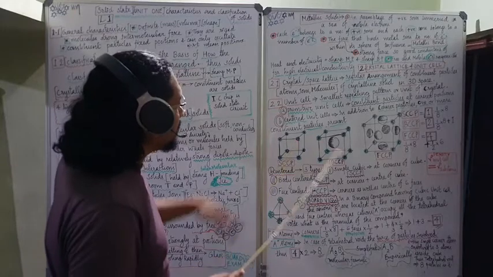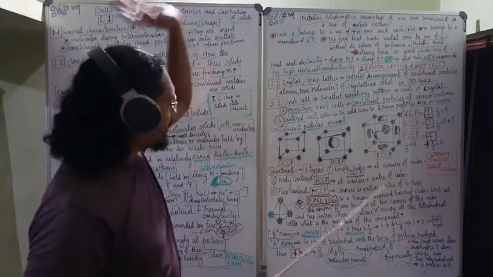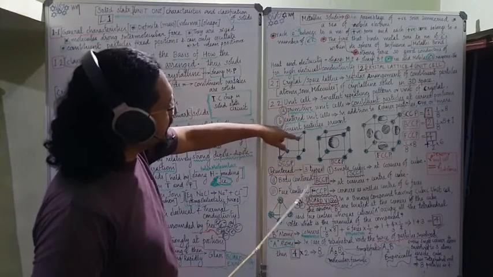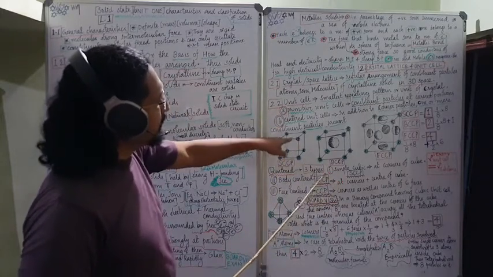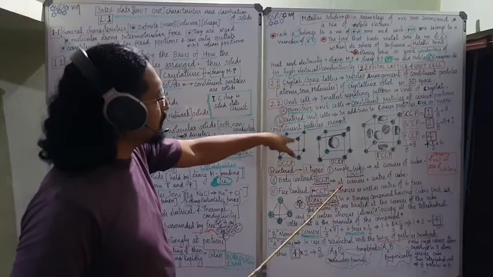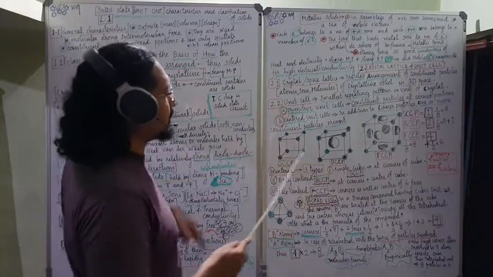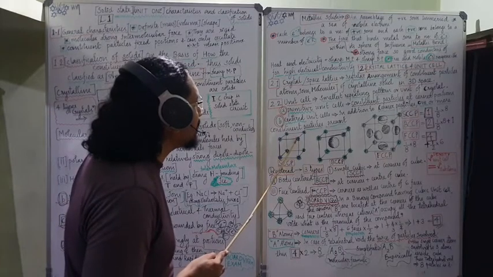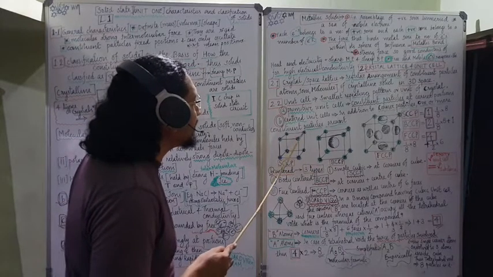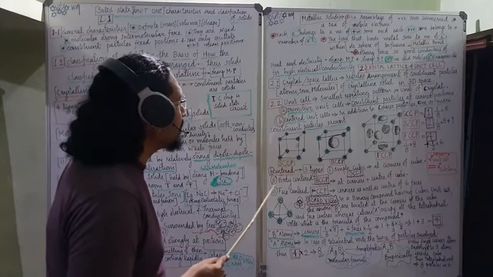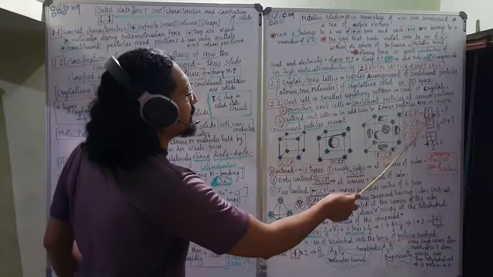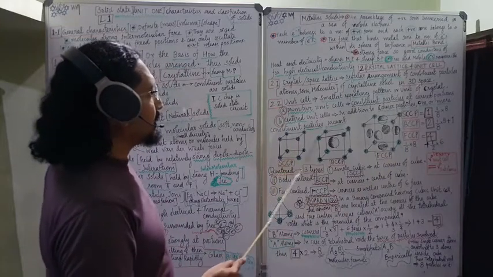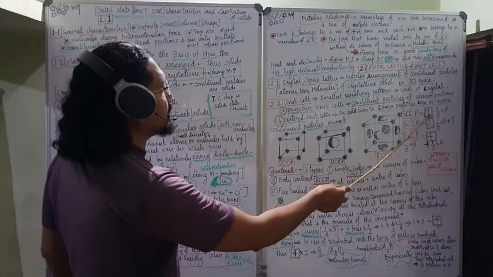1 by 8. Half is taken away, and the remaining is half. From that half, 1 by 4th is taken, that is 1 by 2 into 1 by 4, which is 1 by 8. That means 1 by 8 of a particle is inside this cube. Like that, 8 corners are there, so 1 by 8 into 8. That is, in the simple cubic packing, the particles involved is 1.